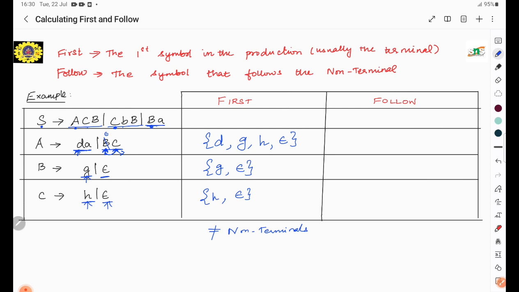So next we will write the first of capital A, first of S. You have A as your first symbol. So what is the first of A? D, G, H, empty. Substitute empty here, you will get C. What is the first of C? H, H is already there, empty. Substitute empty here, capital B. What is the first of B? G, G is already there, and substituting empty here, there is nothing left at the end. So we have to write empty.